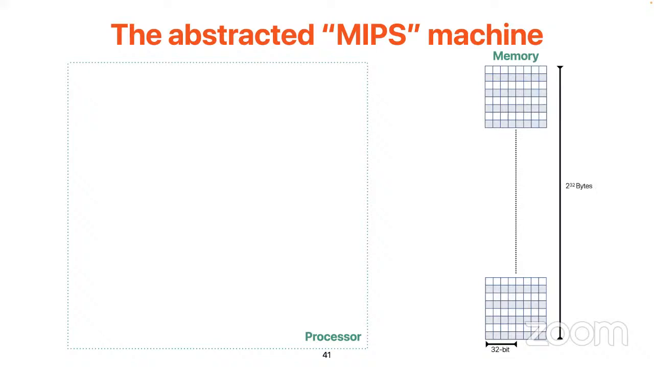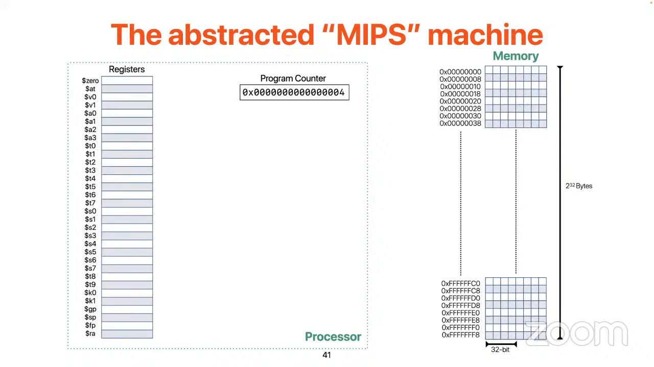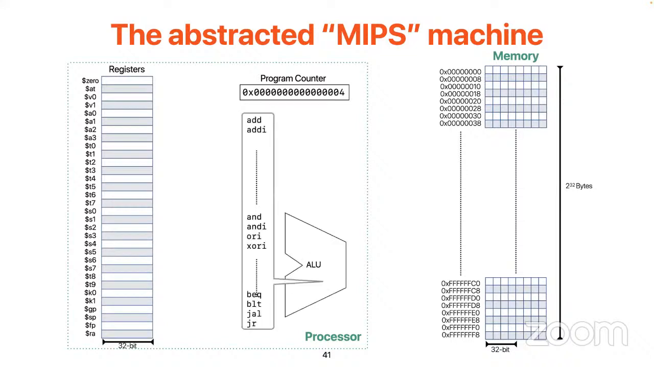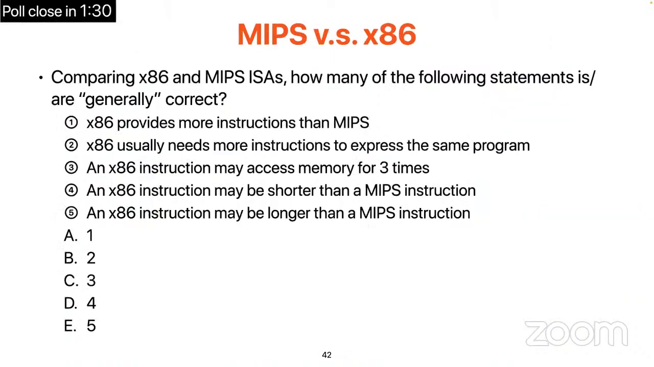So in MIPS instruction set architecture, their abstraction of computer is like this. You have a set of registers and they are all the same, equally long. And you have ALUs supporting this amount of instructions, and you have a program counter that controls the execution of your program. And now, thinking about MIPS and x86, how many of the following statements are generally correct?